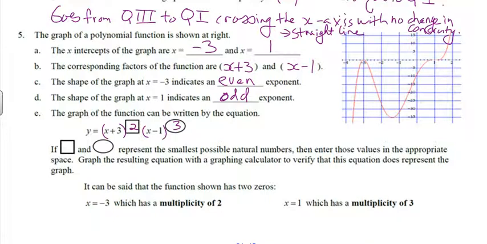Where were we? It can be said that the function shown has 2 zeros, right? -3 and 1. x equals -3, which has a multiplicity of 2, and x equals 1, which has a multiplicity of 3. So that's what we say. That's the definition of multiplicity.